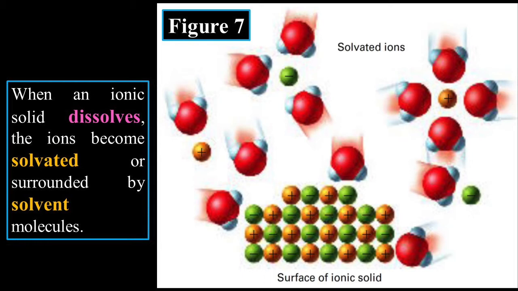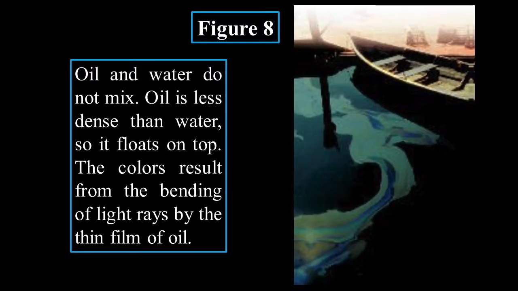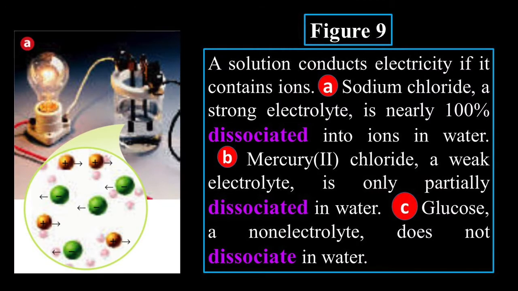When an ionic solid dissolves, the ions become solvated, or surrounded by solvent molecules, and this is a figure that demonstrates that. Oil and water do not mix. Oil is less dense than water, so it floats on top. The colors result from the bending of light rays, refraction of light, by the thin film of oil.